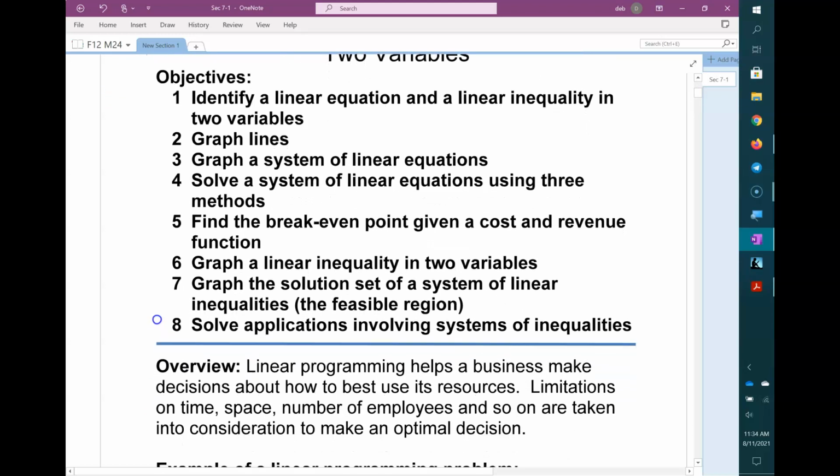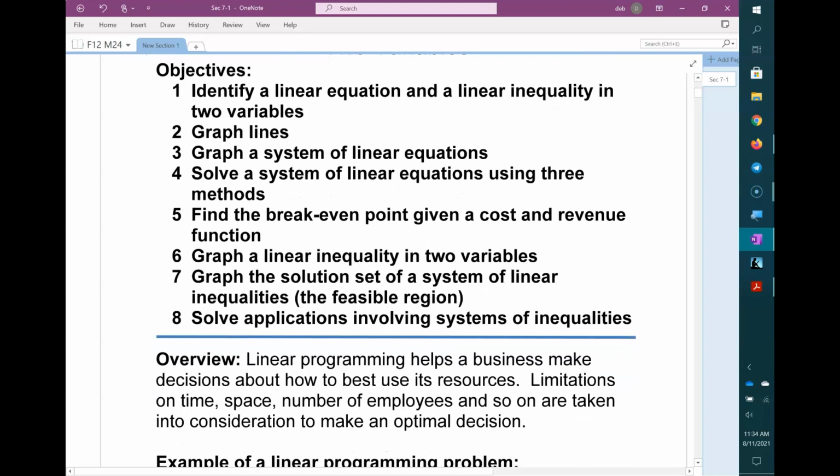And we're going to review this algebra of identifying a linear equation and inequality, graphing lines, graphing a system of linear equations, solving systems of linear equations, then bringing it into the business world, finding the break-even point given cost and revenue functions, and then we're going to graph linear inequalities in 2 variables. So we're building up to the topic of linear programming, and it needs all these prior skills.